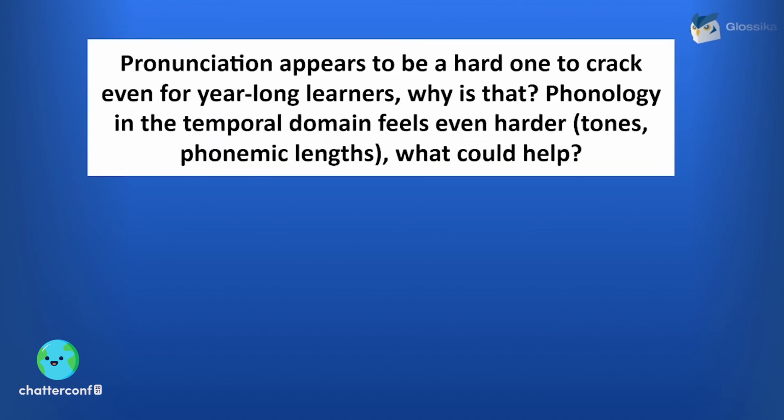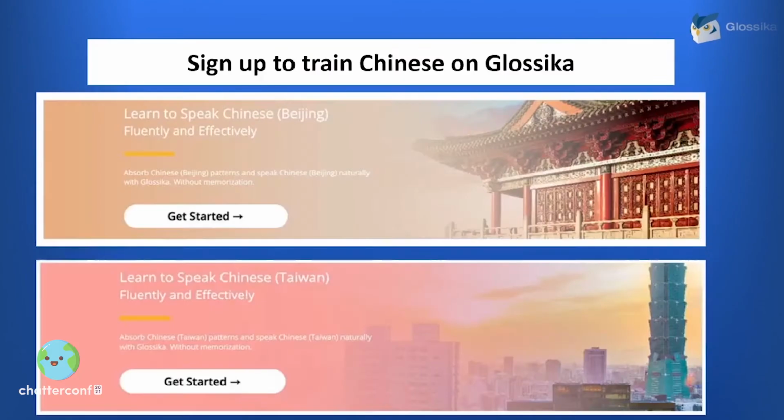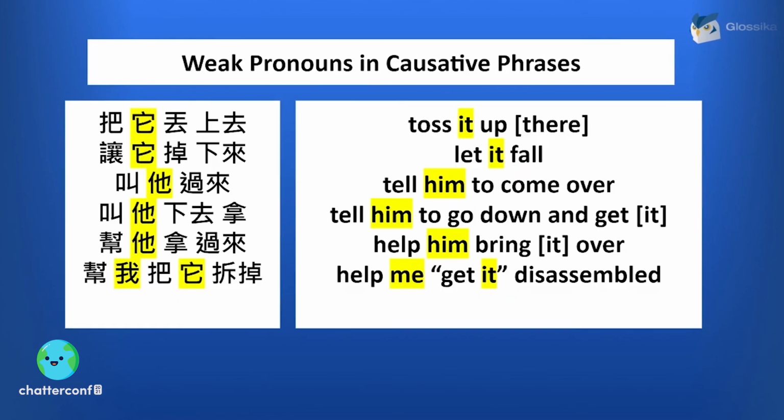Okay, pronunciation appears to be a hard one to crack even for year-long learners. Why is that? Phonology in the temporal domain feels even harder. Tones, phonemic lengths. I would say focus less on the phonemic and more on the phonetic. And that's kind of what I was going over right here, these sound changes. How the tas change into allophones, and that might be affecting your listening. It might be affecting the way you sound.